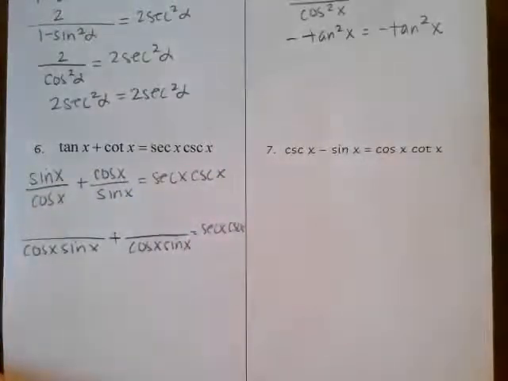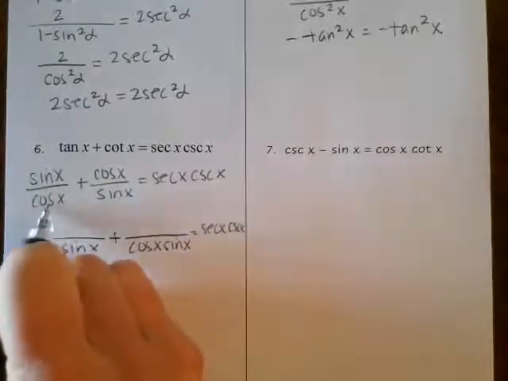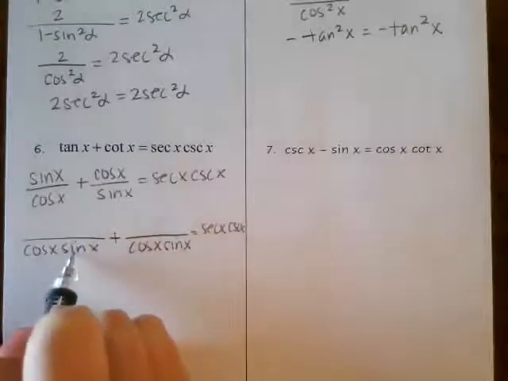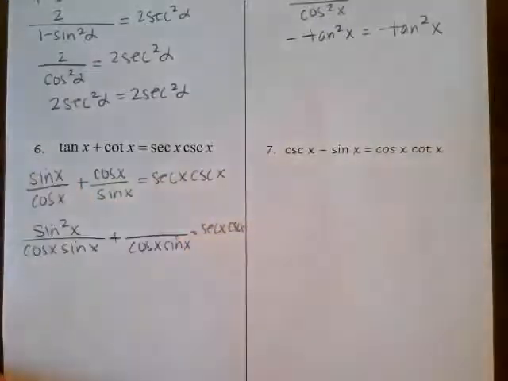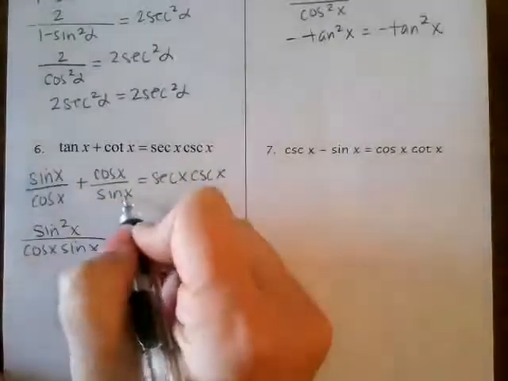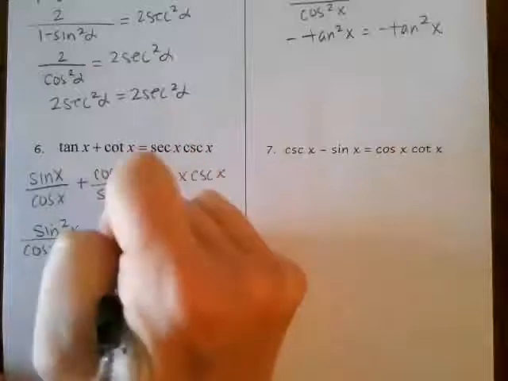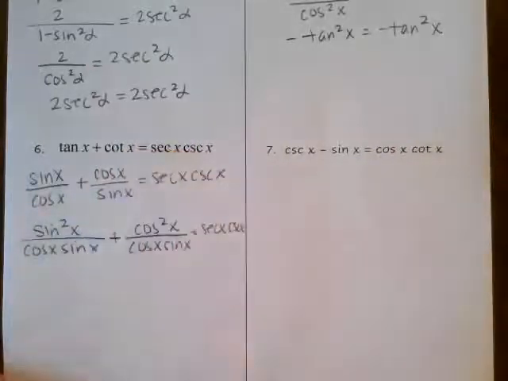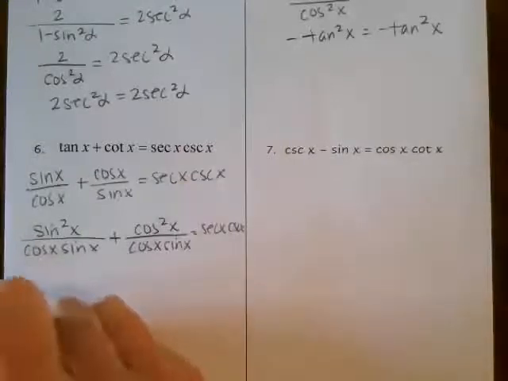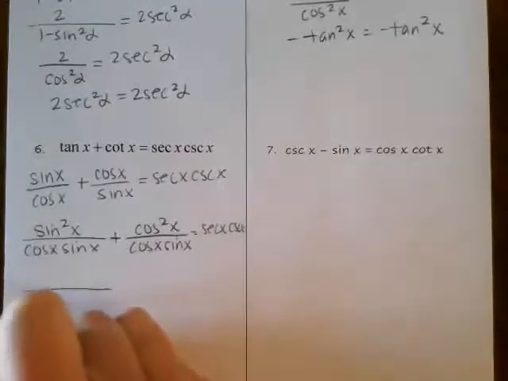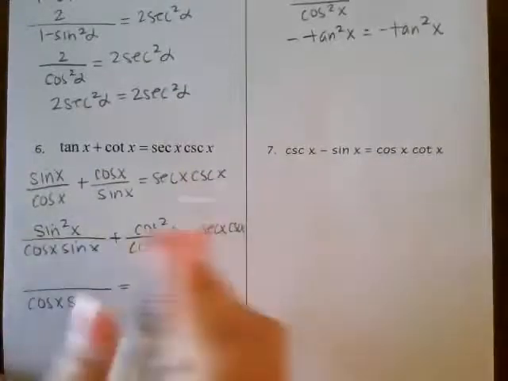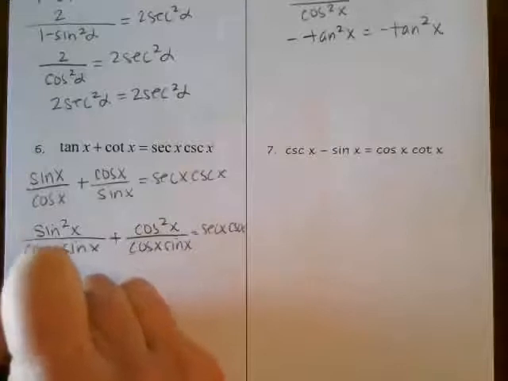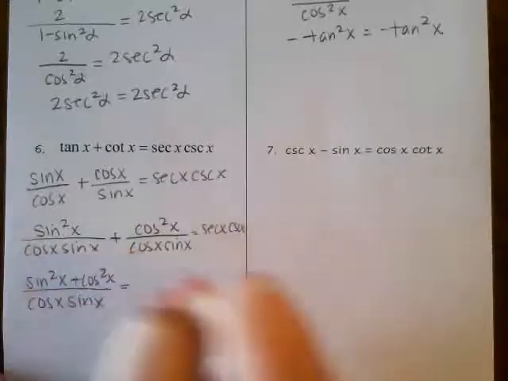We never change the other side, so I'm just going to put that there. To get from this first denominator to this new one, I multiply times sine x. So I'm going to do the same thing to the top, and I get sine squared of x. For the second one, I multiply times cosine of x, so I get cosine squared of x. Now I'm ready to add the two together because they have a common denominator. So I keep my denominator of cosine x, sine x, and I add my numerators. So that would be sine squared of x plus cosine squared of x.